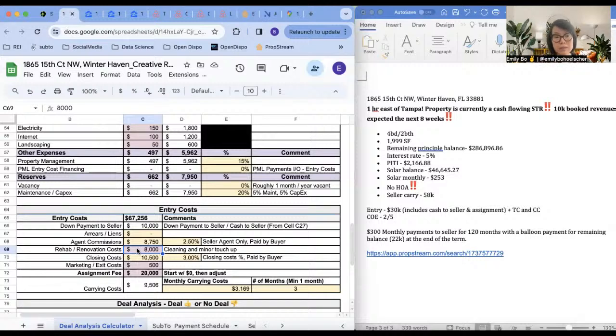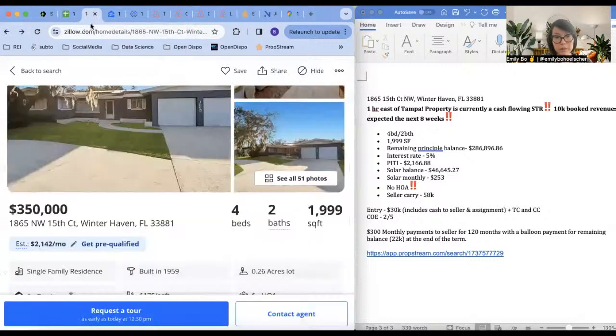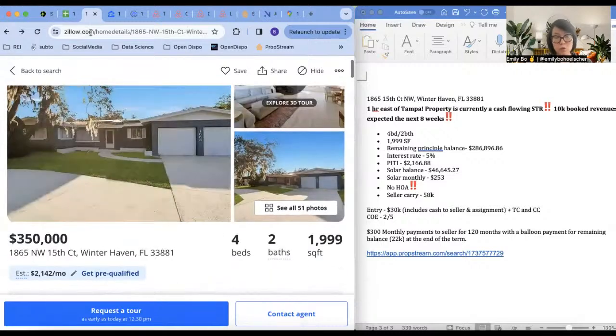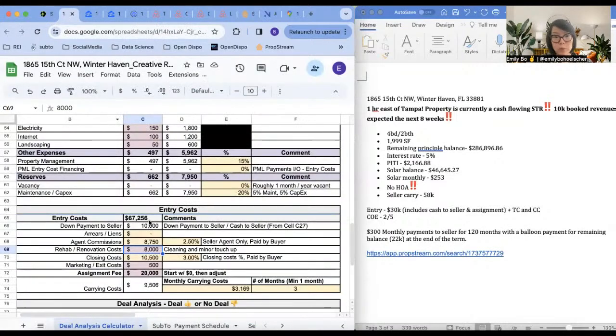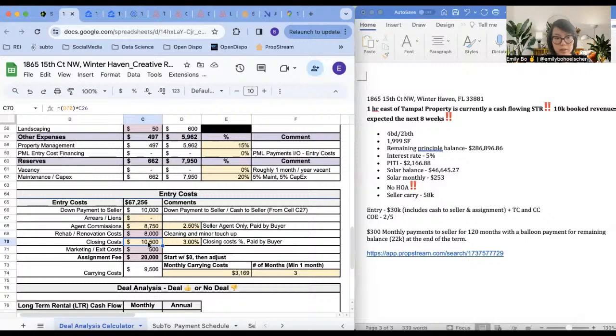So anyhow, if you want to rent it out as a short-term rental, I would say the renovation cost would be at least $8,000 here, even though the property is in pretty good shape, because you probably want to do multiple upgrades. And the closing cost is standard, and the assignment fee is $30K, and with the $10,000 down payment, I put it as $20,000.